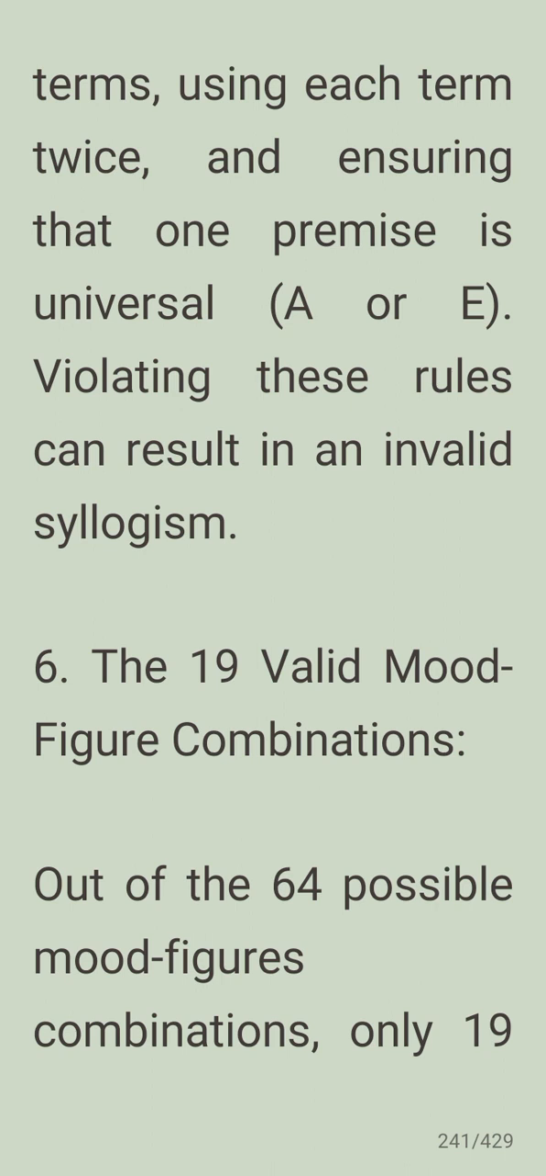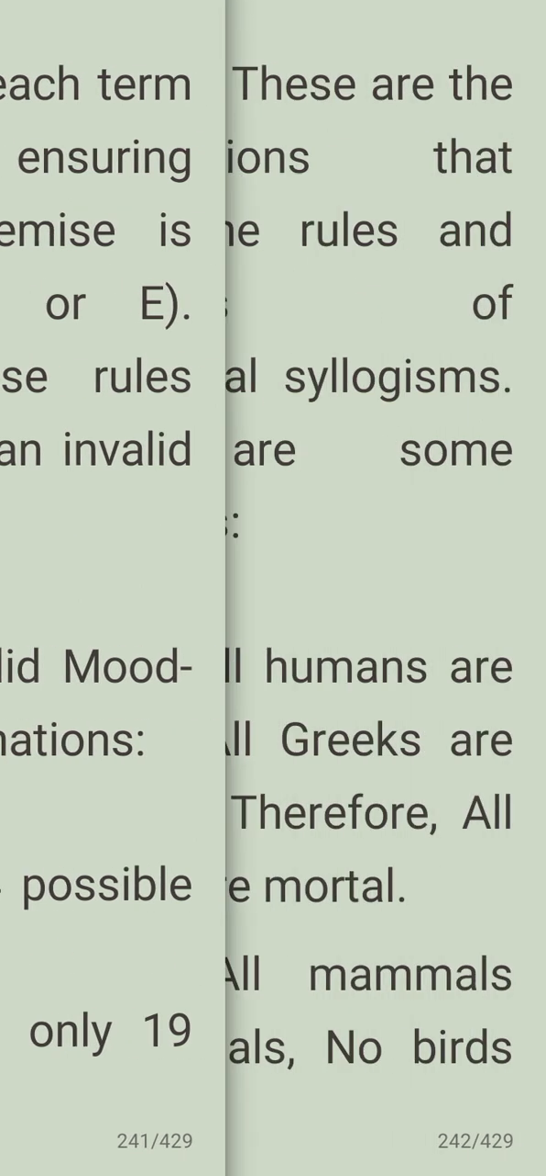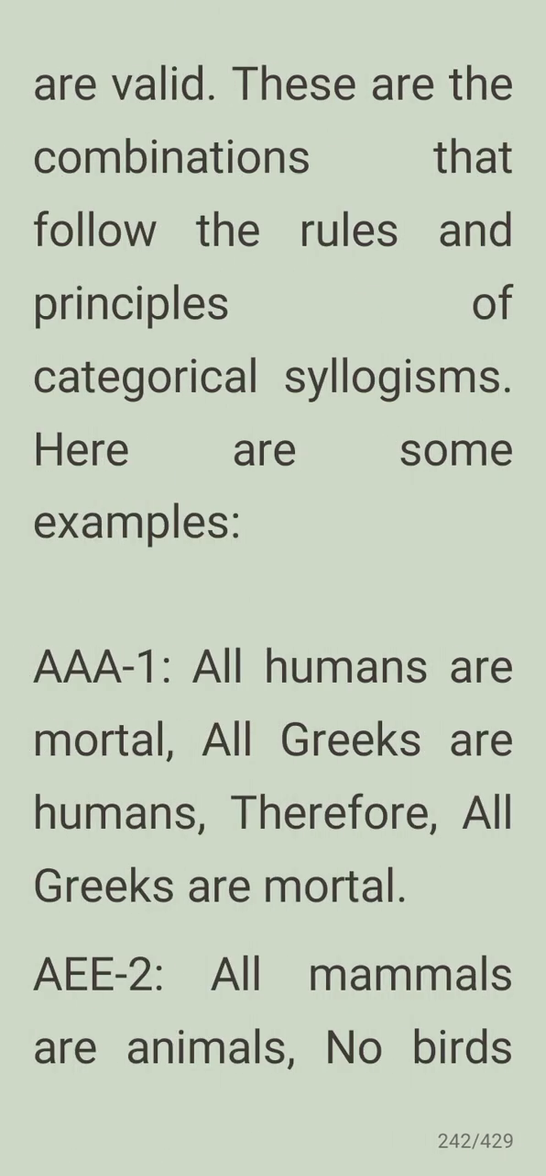The 19 valid mood figure combinations. Out of the 64 possible mood figure combinations, only 19 are valid. These are the combinations that follow the rules and principles of categorical syllogisms. So here are some examples.